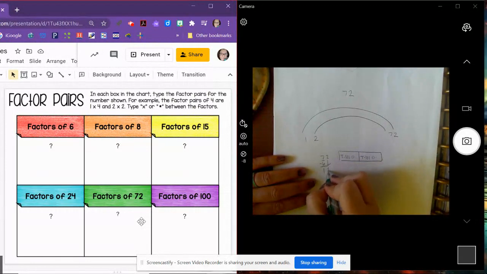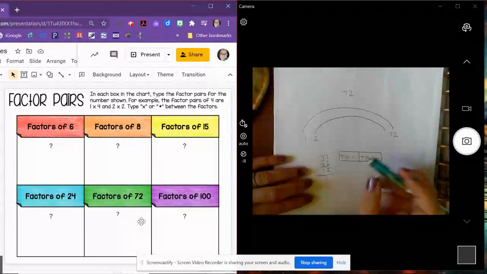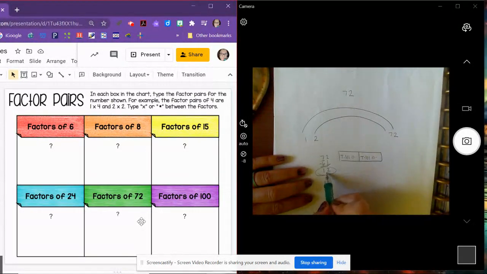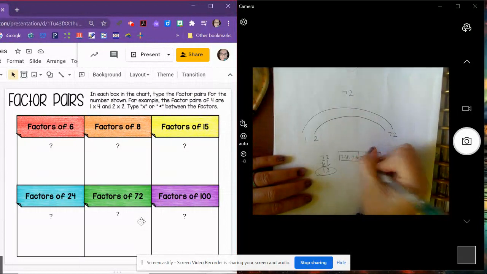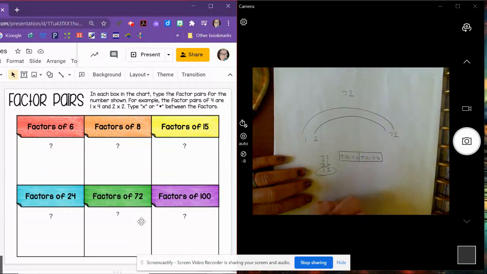And then I just bring down my 2 groups of 1, sorry. So that means I have 12 ones still to work with. Well, I know that half of 12 is 6. So I'm just going to put 6 ones in each box.